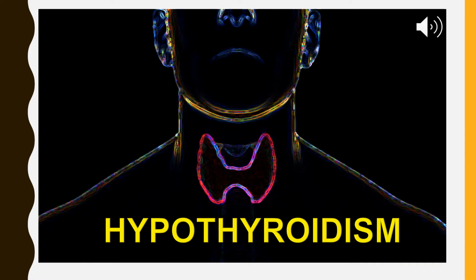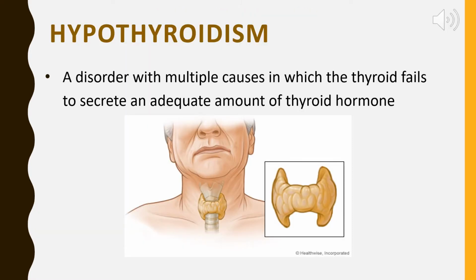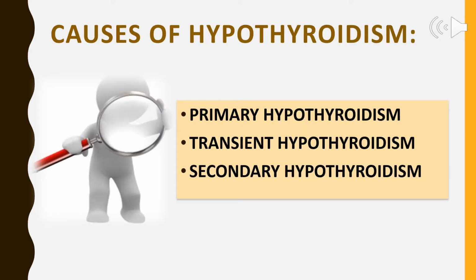Hypothyroidism. Hypothyroidism is the most common disorder of thyroid function. It has multiple causes in which the thyroid fails to secrete an adequate amount of thyroid hormone. The causes of hypothyroidism can be generally divided into three: primary hypothyroidism, transient hypothyroidism, and secondary hypothyroidism.